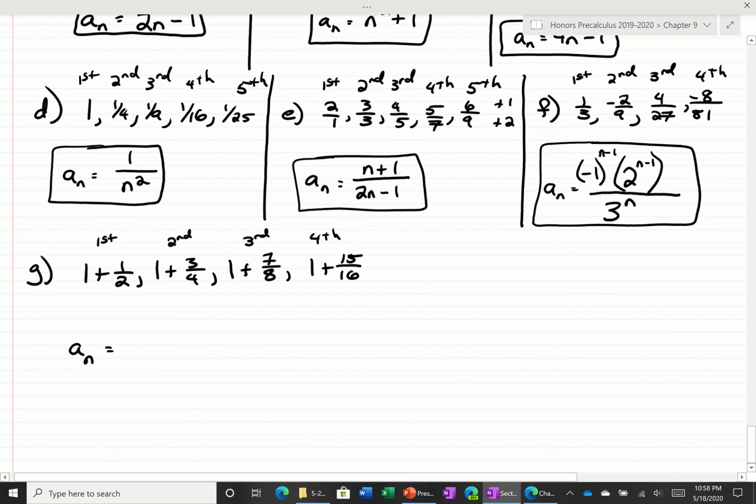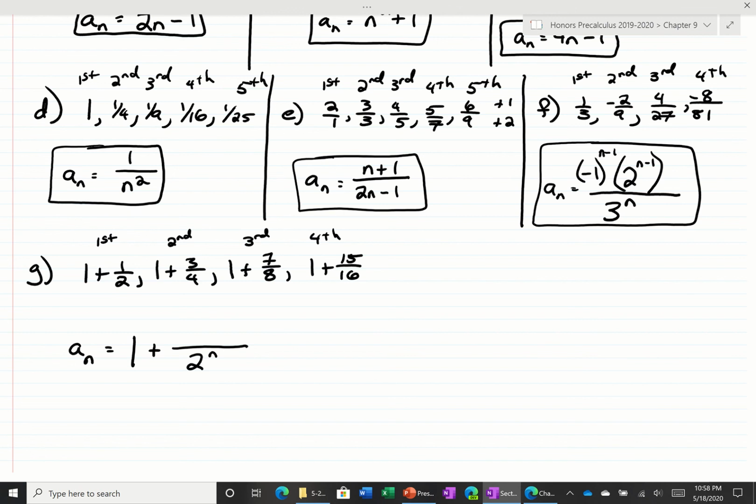So to get the nth term in the sequence, the 1's easy, right? Plus, well, it looks like the bottoms are powers of 2. So I'm going to write 2 to the n, and that takes care of the denominators. But on top, that's a little bit trickier. So how can we get 1, 3, 7, and 15?